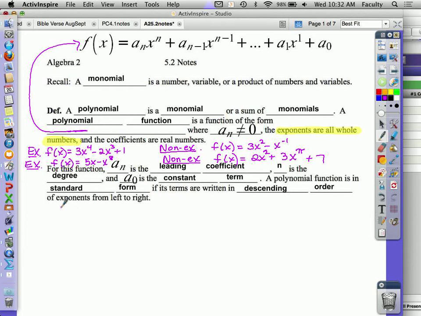Standard form is a polynomial that's in descending order. So let's look at a couple more and talk degree and leading coefficient. What if I give you 3x to the fourth minus x cubed plus 5x plus 2? What's the degree on this one?